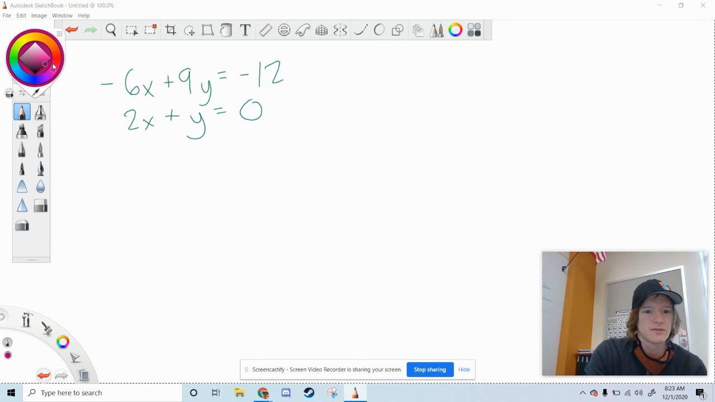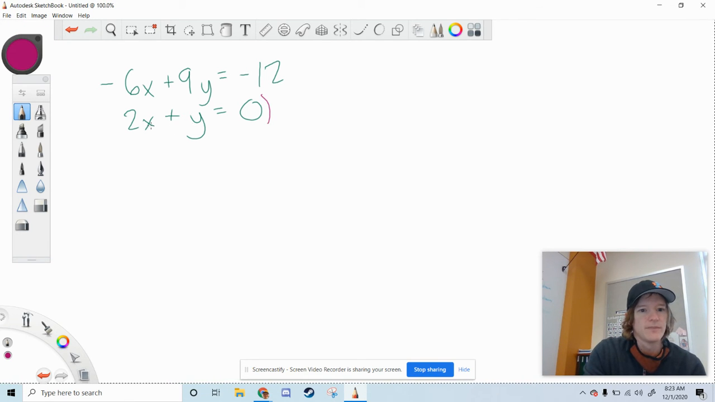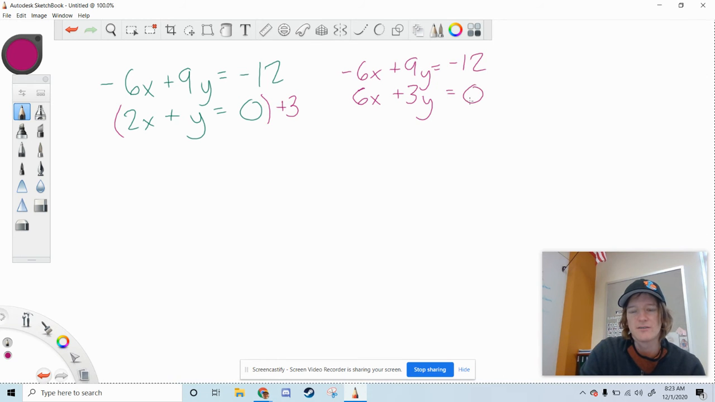I'm going to choose the x's. So we're going to go ahead and multiply this by negative 3. I said negative again. It's already negative, or it's already positive and negative, so I don't change the sign. So we'll have negative 6x plus 9y equals negative 12. We've got 6x plus 3y equals, well, 0 times 3 is 0, so that didn't actually change. The x's go away. We've got 12y equals negative 12.